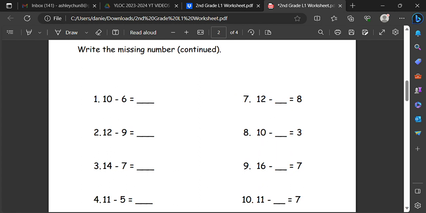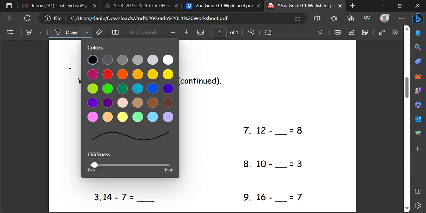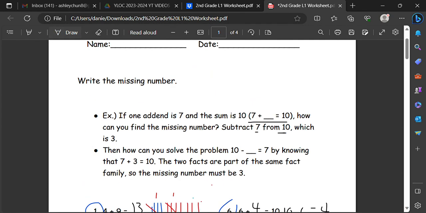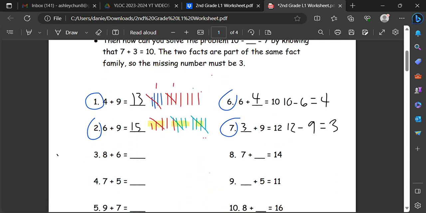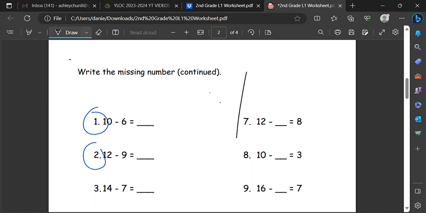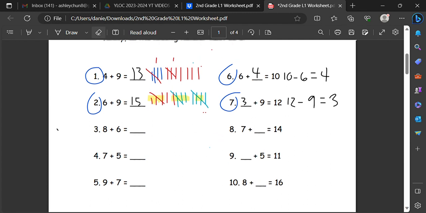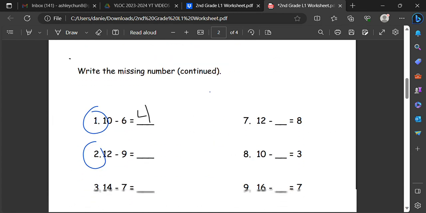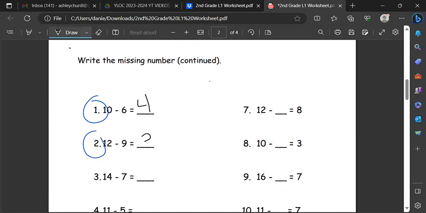So we already did the examples up here for these two. So it's super easy, we literally just did it. So if 6 plus 4 is equal to 10, then that means 10 minus 6 is equal to 4. Same with this second question, 12 minus 9. We literally wrote up here 12 minus 9 is equal to 3, and 3 plus 9 is equal to 12. So therefore 12 minus 9 is equal to 3 as well.